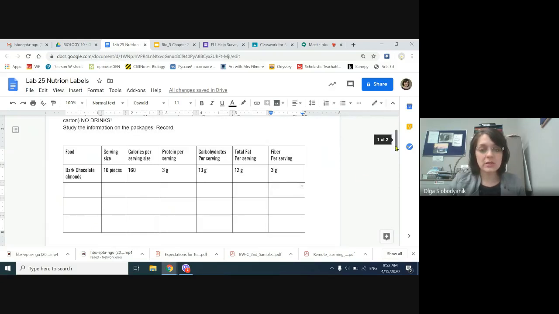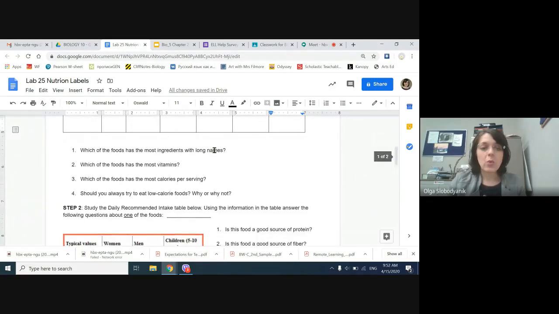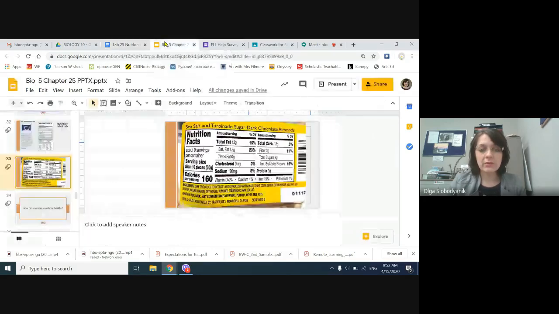Next, you will need to answer a few questions. Which one of the foods has the most ingredients with long names? Okay, so this information you get not from the actual food label, but underneath here, look at the ingredients and pretty much count how many of them are in each food and which food has the most ingredients. Maybe think about this before you find your foods. Find something that is not healthy and find something that's healthy and compare.